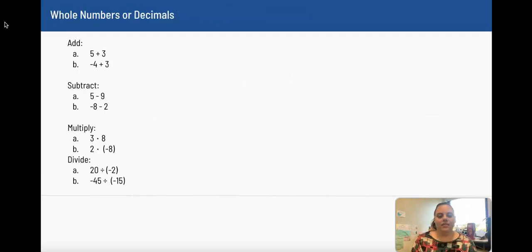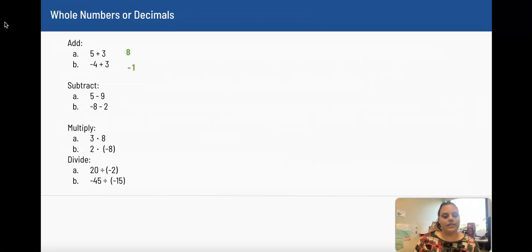Let's look at some examples. 5 plus 3, we have the same sign, so we're going to add the 5 and 3. These numbers are positive, so positive 8 is our answer. For negative 4 plus 3, we have opposite signs, so we're going to find the difference. The difference between 4 and 3 is 1. And then the larger number, 4, is negative, so our answer is negative.